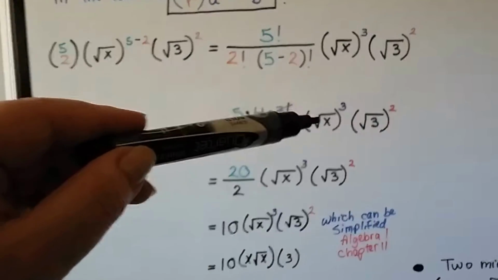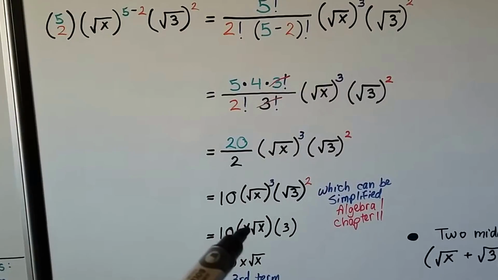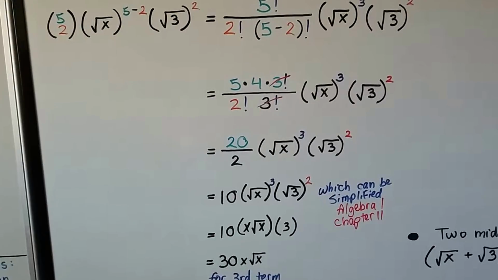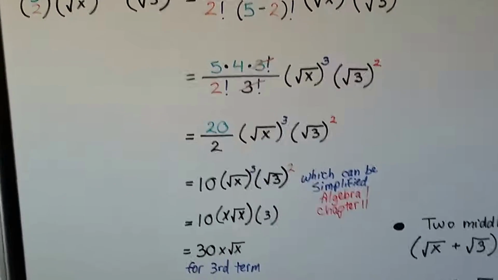On this side, we got the square root of x raised to the 3rd power. That's going to give us x times the square root of x, isn't it? And we've got the square root of 3 to the 2nd power. That's just going to give us a 3.